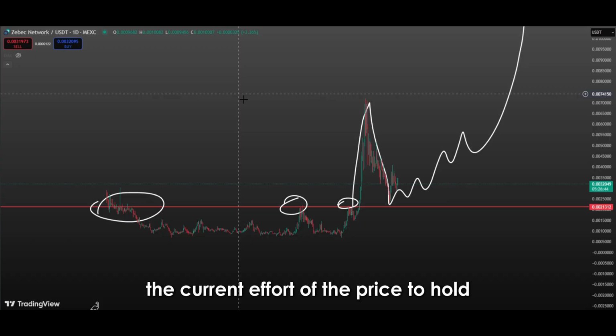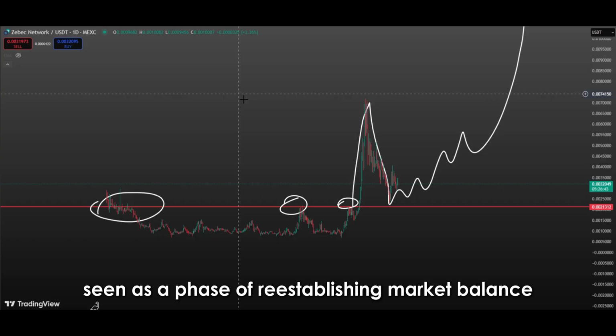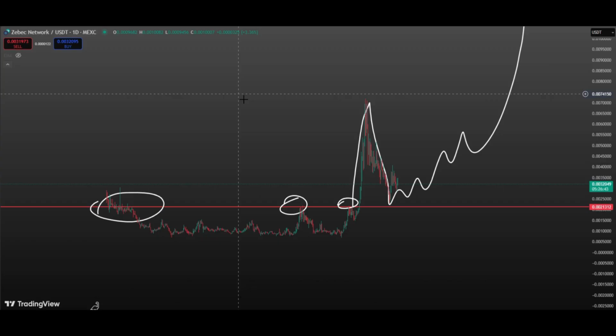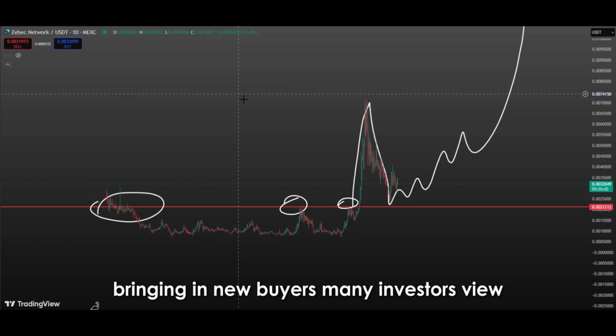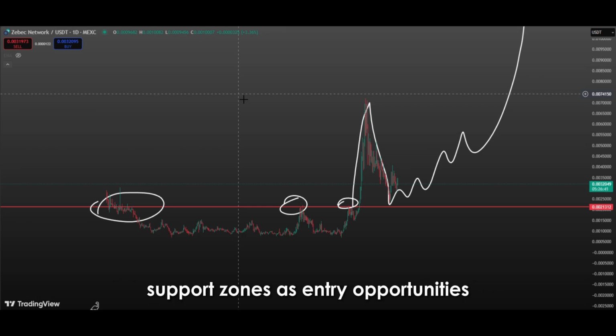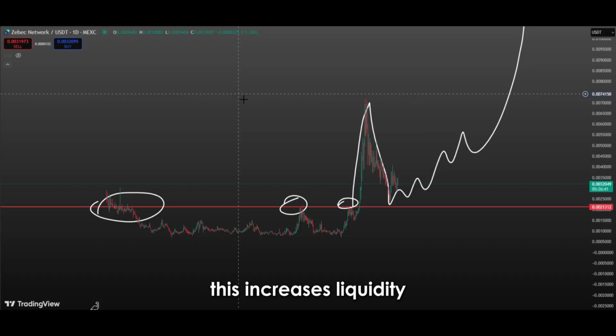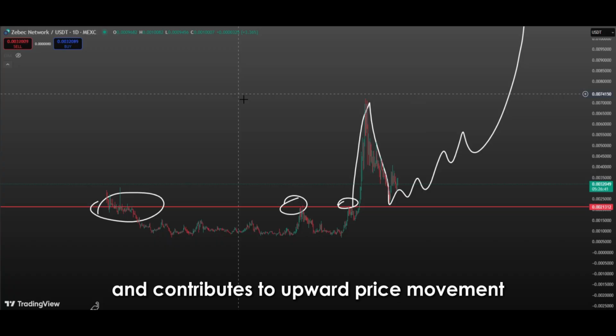The current effort of the price to hold at this critical zone can also be seen as a phase of re-establishing market balance. If this support level holds and the price bounces upward, the move could trigger a chain reaction, bringing in new buyers. Many investors view support zones as entry opportunities. This increases liquidity and contributes to upward price movement.